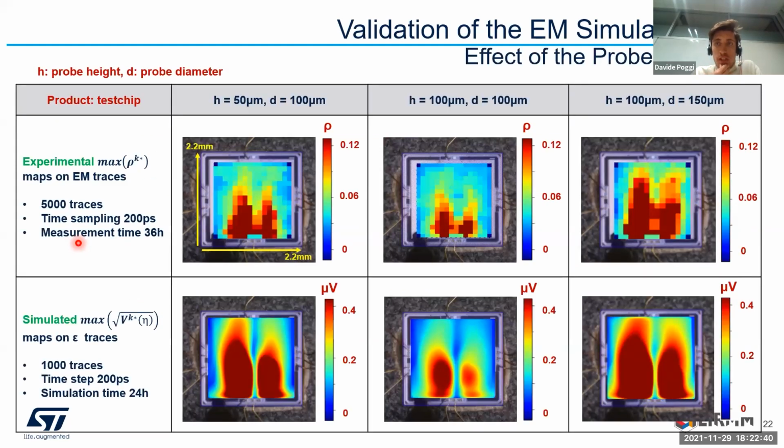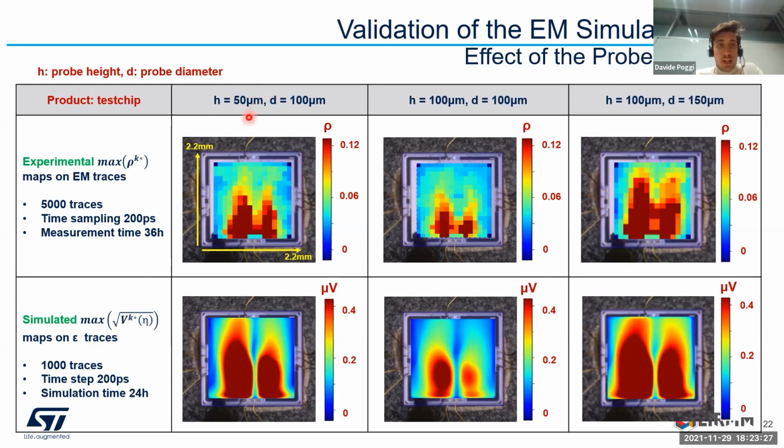So in this first validation, what I would like to do is to validate, first of all, the fact that our simulation flow can take into account the effect of the probe geometry, so the probe diameter and the probe height. So what I did here is a CPA knowing the correct key. So it's not a classical CPA with all the key hypotheses, it is a CPA knowing the correct key guess, just to, as I said, validate the effect of the probe geometry. On the first row here, you have the experimental CPA maps. On the second row, you have the simulated noise to add maps.